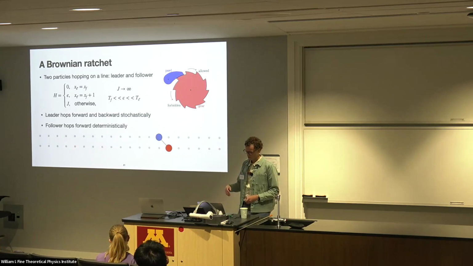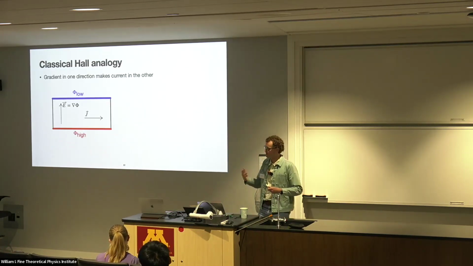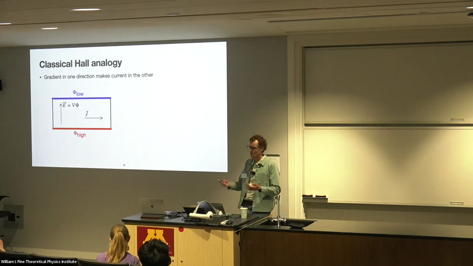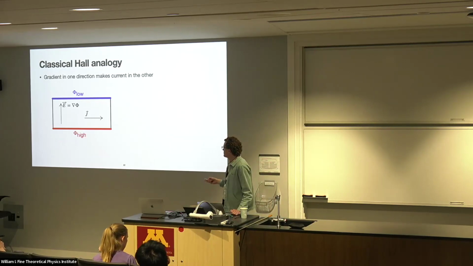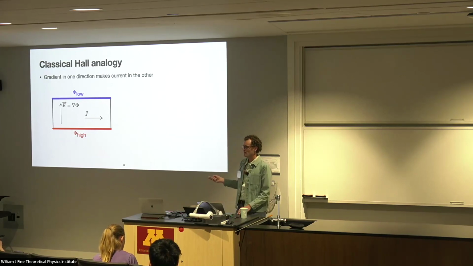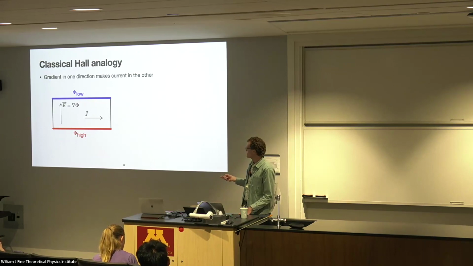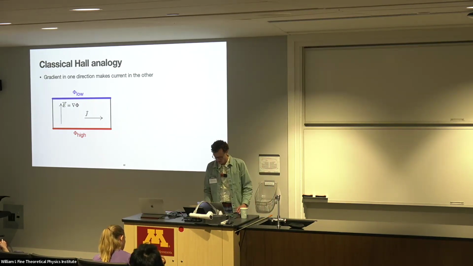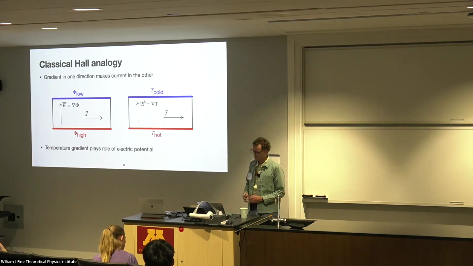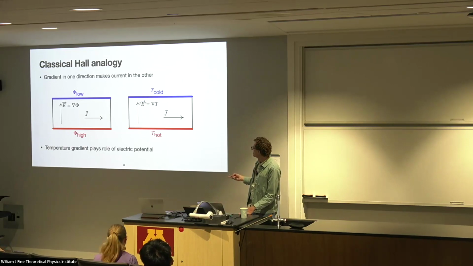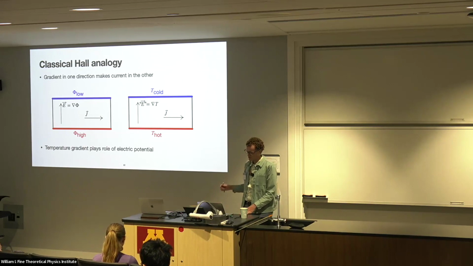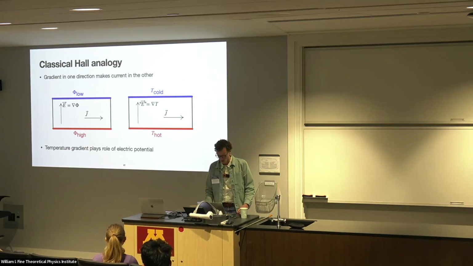There's a very close analogy to the classical Hall effect, where you have a high potential and a low potential. This generates an electric field, and then the electric field pushes a current in the transverse direction. What's going on in this Brownian ratchet is that instead of a potential difference, you have a temperature difference. This generates a gradient in the temperature, and that generates the current moving in this other direction. Let me just show you the video again because it looks fun.